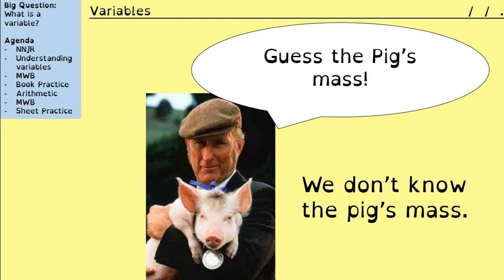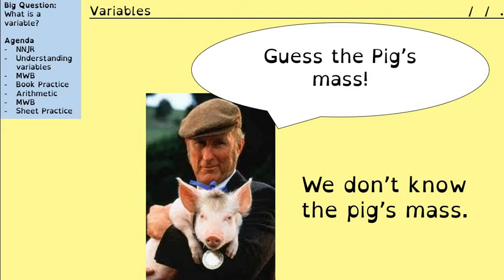So that unknown is what we call a variable. Babe the pig's mass is an unknown. We do not know it. And in algebra, that's called a variable.